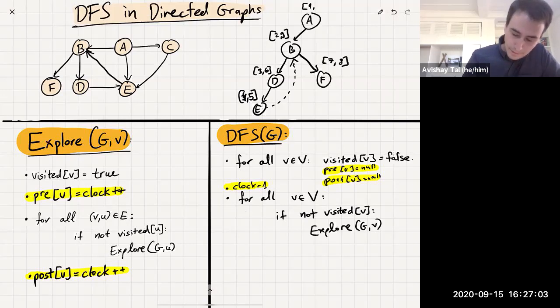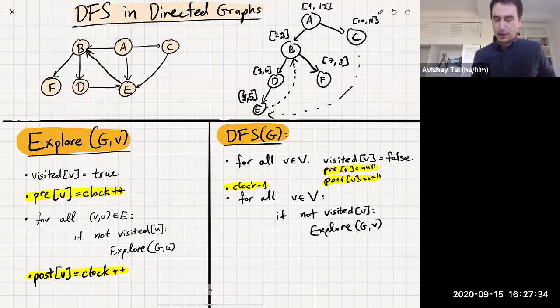Now I notice that A still has an unexplored neighbor, which is C. And C has an edge to E. But E was already explored, so we are not going on this edge. And then we backtrack and backtrack again. Okay, so this would be the pre and post numbers of all these vertices.